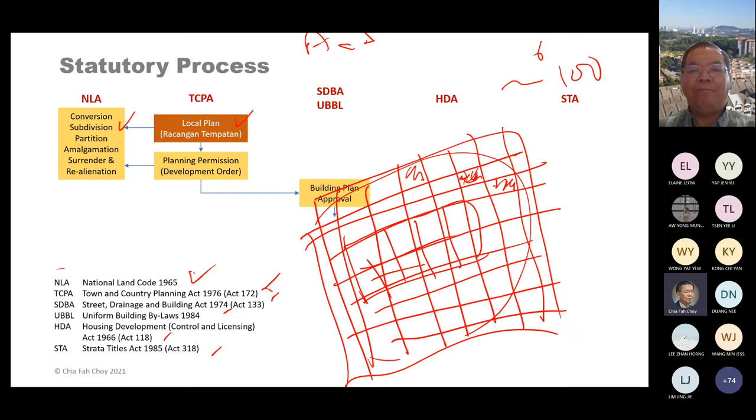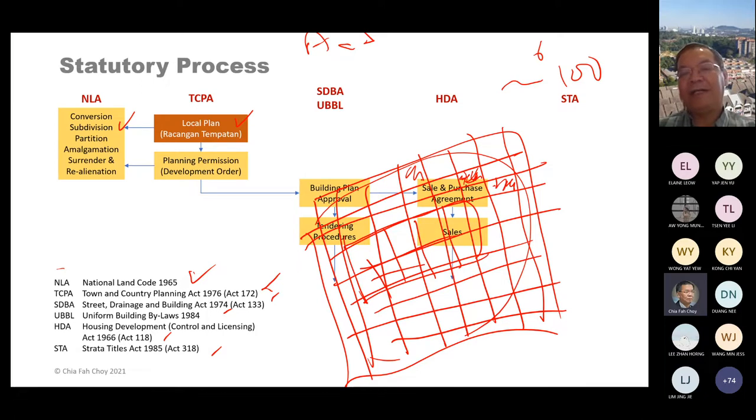And once the planning permission is granted, then you can proceed to prepare the detailed drawing. So that is what we call the building plan approval. And once the building plan is approved, you can proceed with your tendering procedures, and you can start to sell your property. So you can start to conduct the sales.